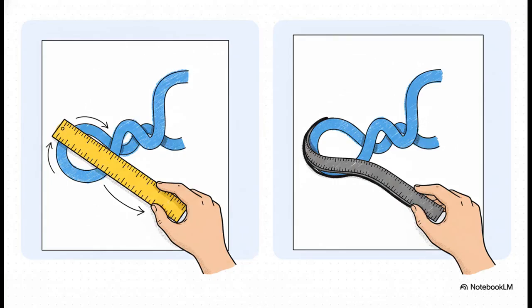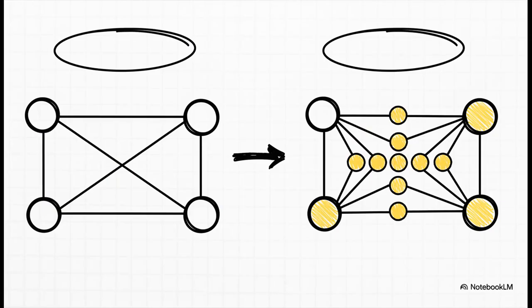Our first model was like trying to draw a beautiful curve, but all you have is a hard, straight ruler. You just can't do it. What we need is a flexible ruler, one that can bend and twist and adapt to trace any shape we want. And here it is.